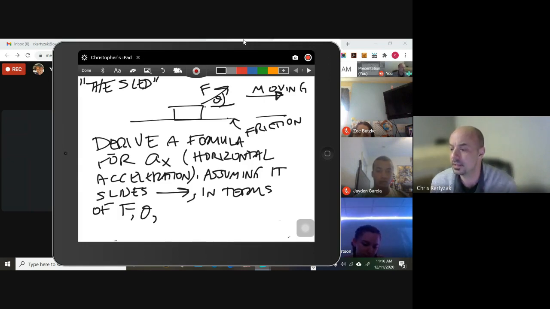What else do you think would be in there? What else do you think that horizontal acceleration would depend on?